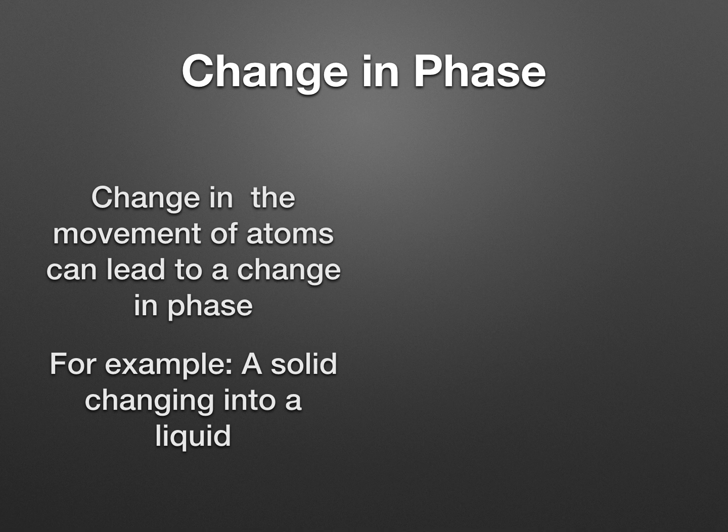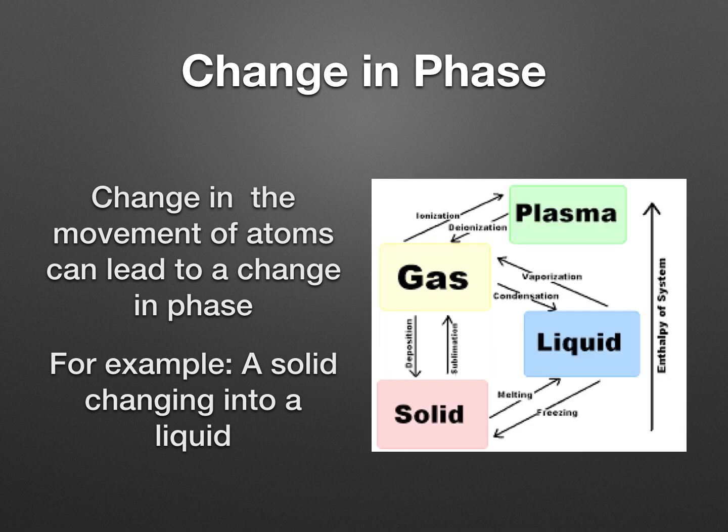While a change in movement of atoms can lead to a change in phase, for example, if I put a blowtorch on an ice cube, it could lead that ice cube from changing from a solid into a liquid. And I have a diagram here that shows how solids and liquids and gases and plasmas all can go back and forth to each other.